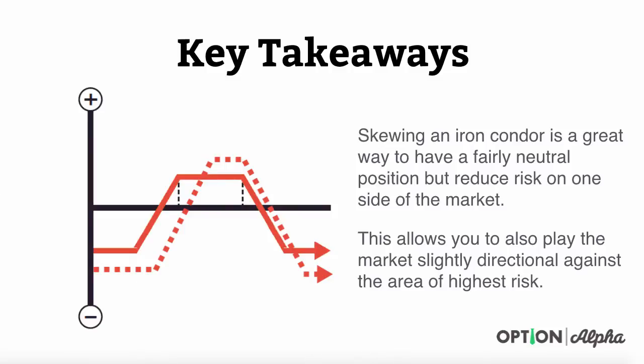All right, so as far as key takeaways here, skewing an iron condor is a great way to make a fairly neutral position, but reduce risk on one side of the market, especially if you feel like it could have a big move in one direction versus another. Now, again, this allows you to also play the market slightly directionally against the area of higher risk, which really is a key distinguishing point here. But you do take a little bit more risk on the other side, so just be aware of that. Always analyze your trades before you place the actual orders.